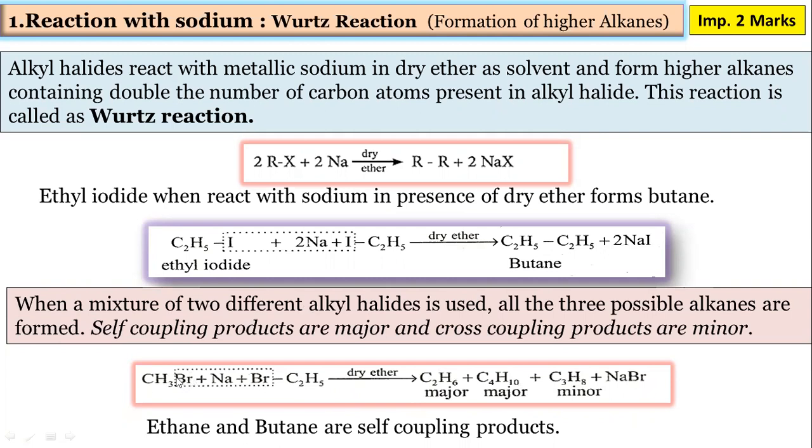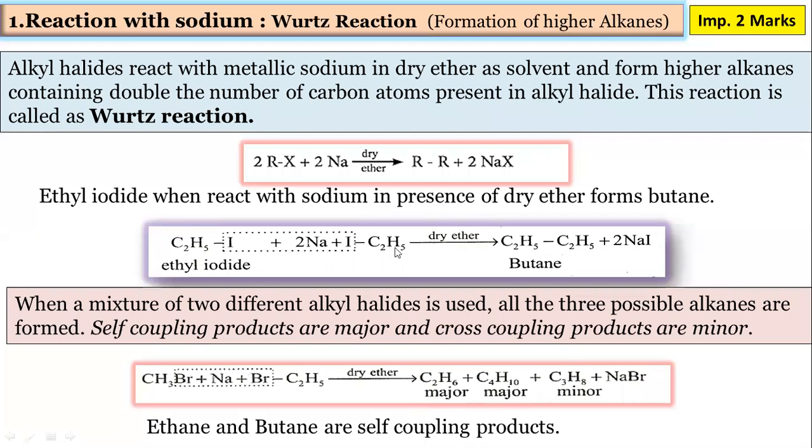CH3Br couples with CH3Br, we get C2H6. C2H5Br couples with C2H5Br, we get C4H10. Means the self-coupling products are major products here. And in cross-coupling, CH3 and C2H5 combine, we get C3H8. This is a minor product. So this is cross-coupling and self-coupling. This is very important for the board exam. It is asked for 2 marks.